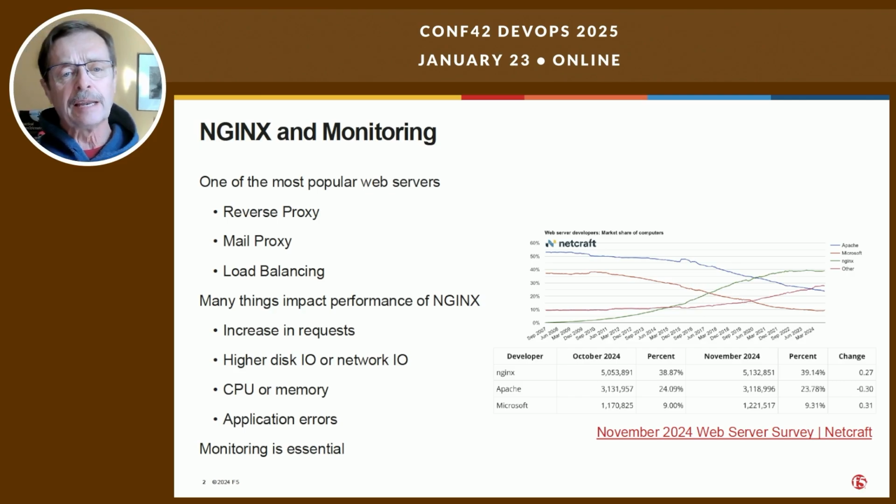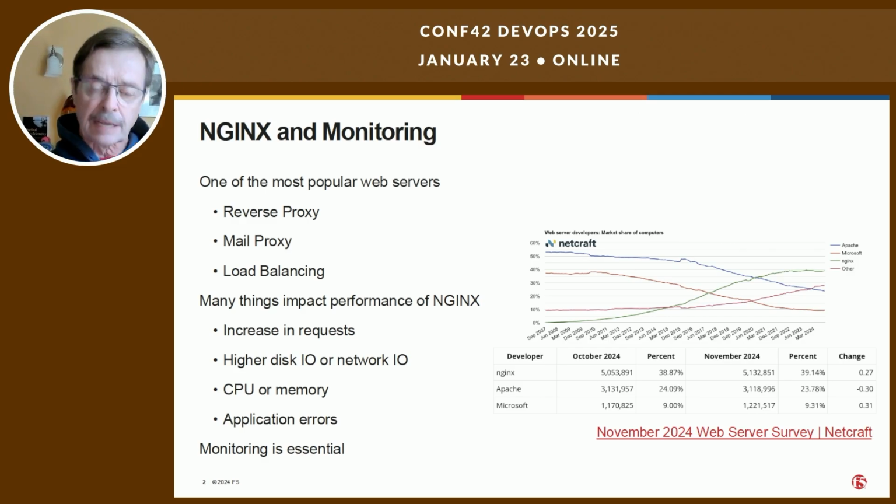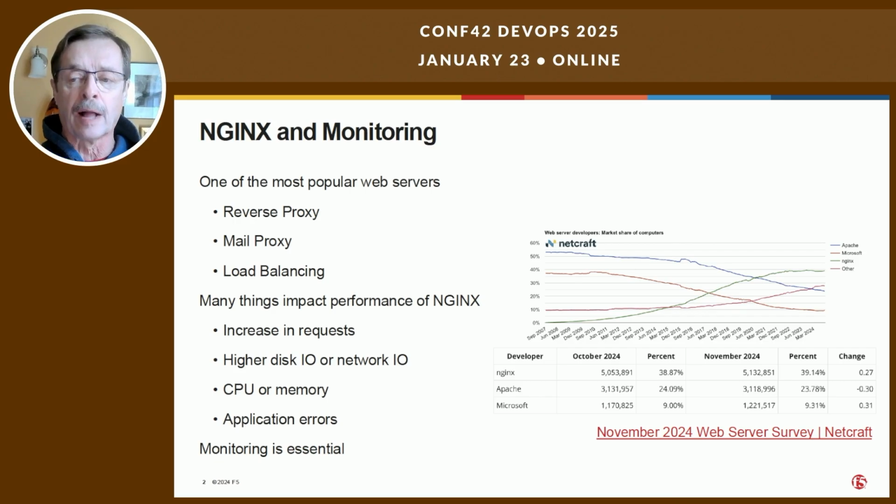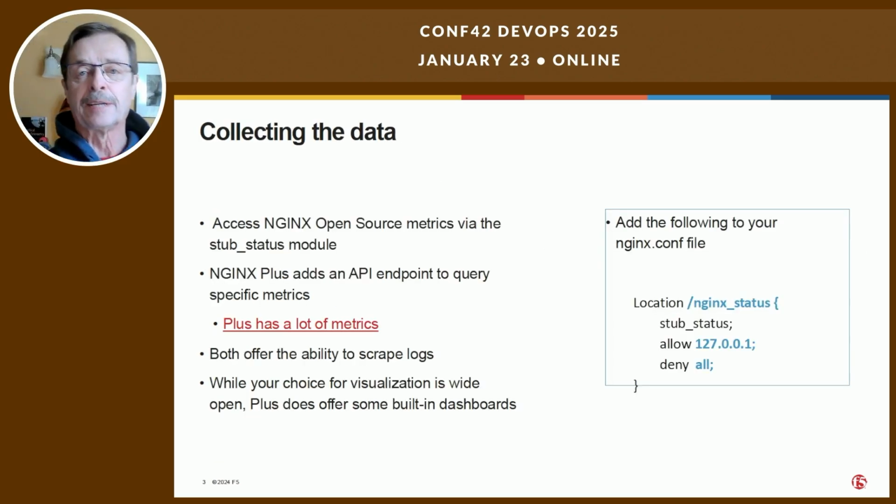But many things can impact the performance of NGINX. You can see an increase in requests. You can see higher disk throughput or network throughput. You might be starting to run out of resources like CPU or memory, or your web applications may actually have problems in them as well. Monitoring is essential. In our DevOps world, we need to be able to look and understand what's happening at all times with our applications, as well as how we are feeding that to our client base. And let's start by talking about collecting the data.